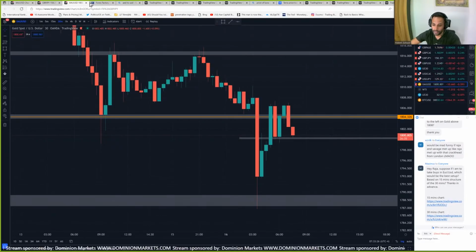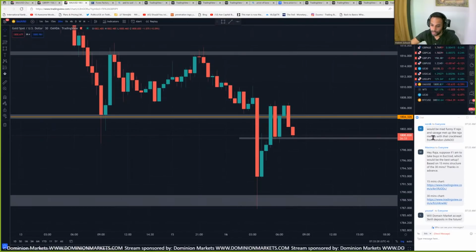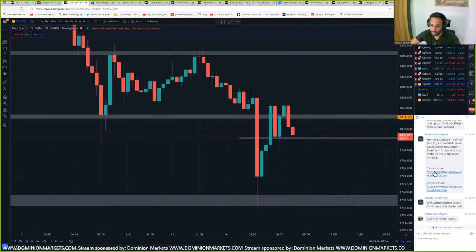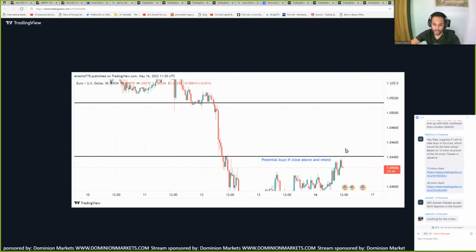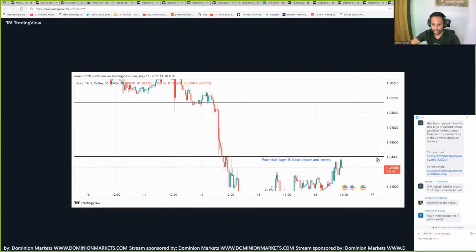Suppose I'm able to take buys in EURUSD, which would be the best setup, based on a 15-minute or 30-minute? I'm going to take a look at the 30-minute here. Above 1.0400 would make sense. Yeah, this one right here. This black line above this resistance would make sense.